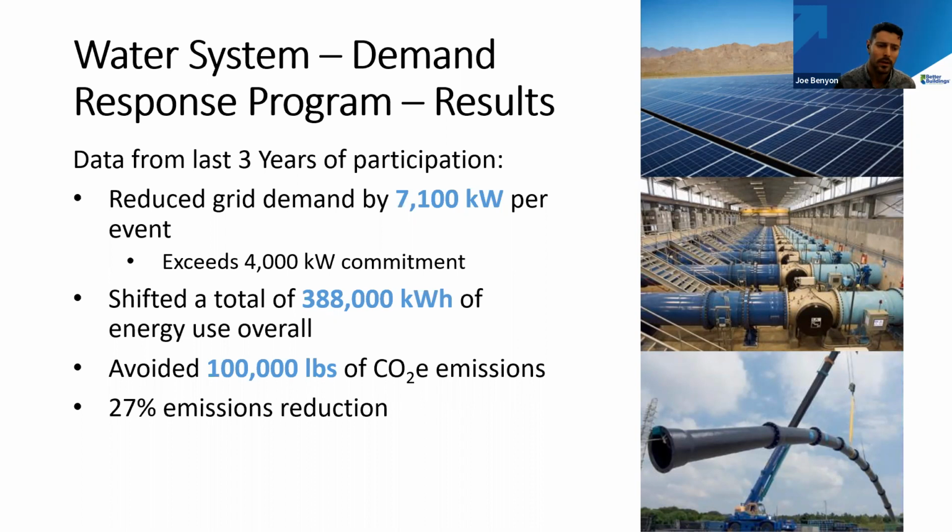And we found that we've shifted over 388,000 kilowatt hours of energy overall in the last 3 years, and avoided over 100,000 pounds of CO2 emissions by reducing the need for our power system to run peaking plants during our hottest days, which results in about a 27% emissions reduction.